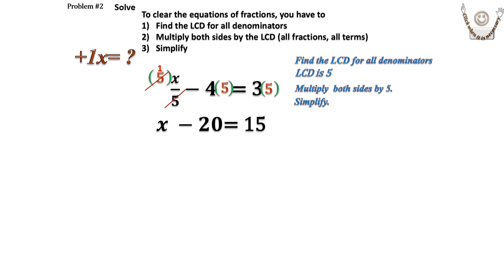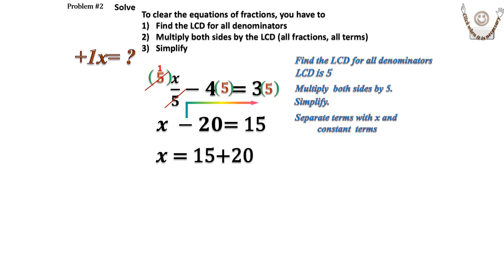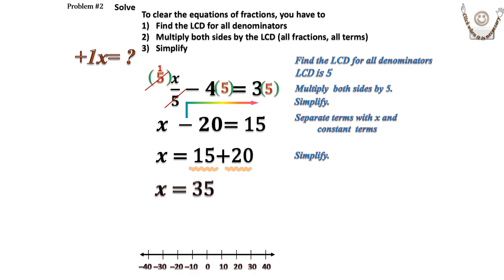Next, we have to separate terms with x and the constant term. So we have to move negative 20 from the left to the right, so negative will be on the opposite side, positive. And now let's simplify, because 15 and 20 are like terms, so we can combine them, it will be 35. So x is 35. We can show it on the real number line as a point, or in curly parentheses as the number 35.